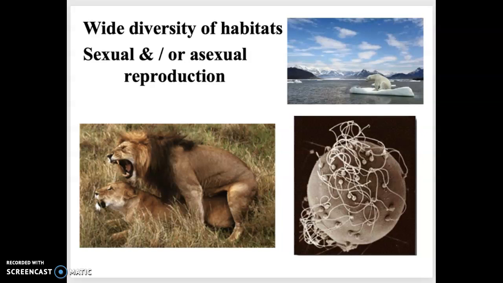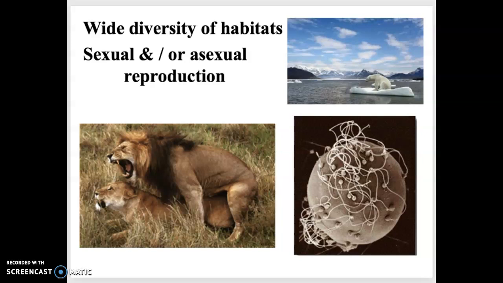Plenty of animal species do not have that ability, though. So that is, to a certain extent, a limitation of the animal world, that they don't have that diversity of reproductive methods. And by and large, most of them are limited to just sexual reproduction.